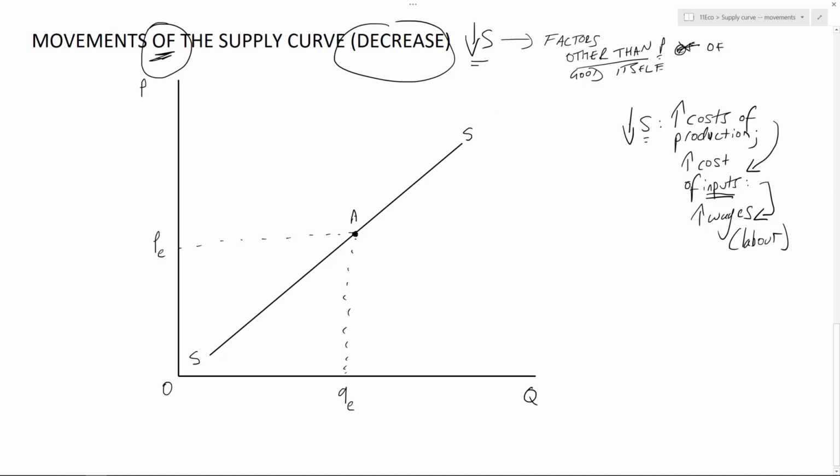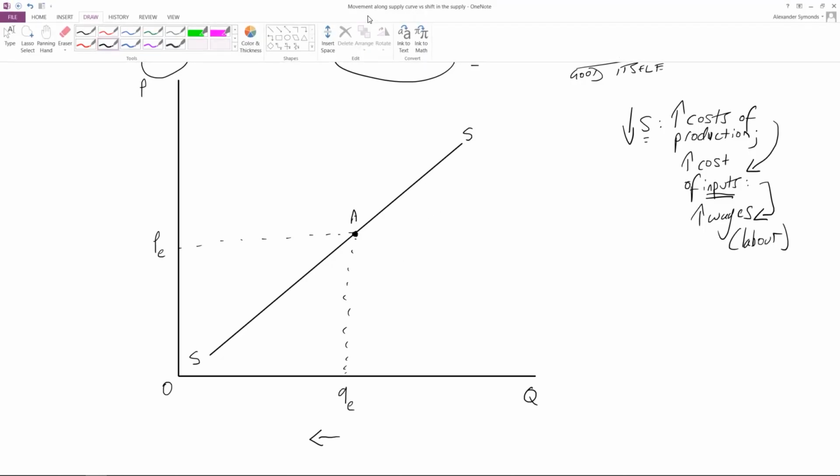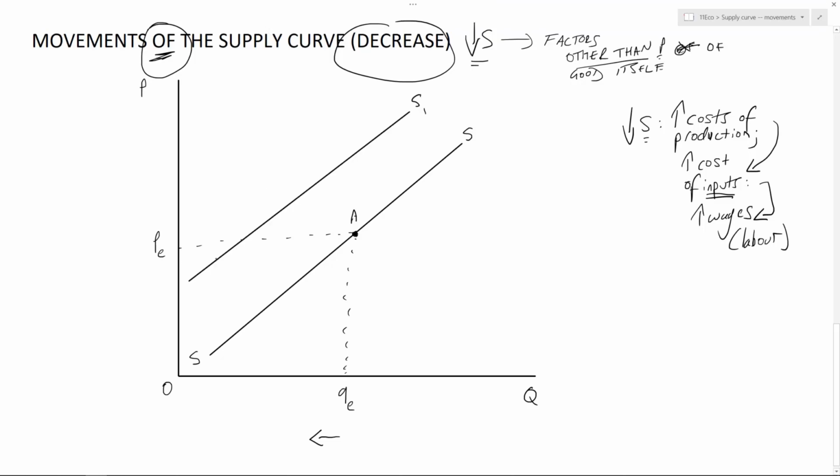So what we're saying is that supply is going to decrease. So the firm is going to produce less at the same level of prices. If it's going to produce less, we're going to go closer to zero. So rather than moving to the right, we're going to shift to the left. So that this here is S1, our new supply curve, and we would always include that arrow just to show that is the movement. We've gone from S to S1.